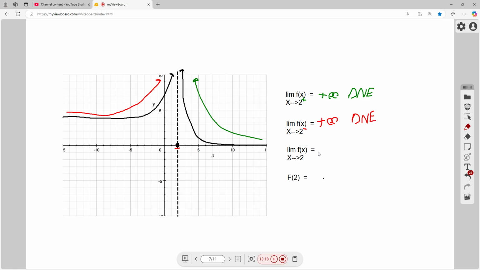Since you can get both those answers as your test answers, and you have limit f of x approaching 2. Well, you can see that there's an asymptote right in between here, and these two lines are never going to touch together, which means that you don't have an x approaching 2 value, which is another DNE.